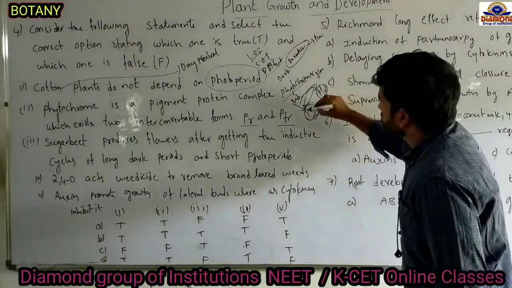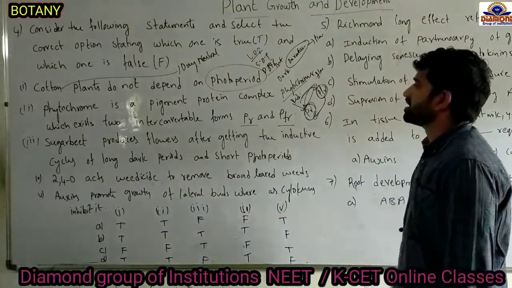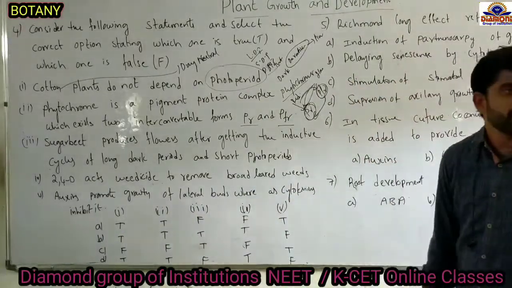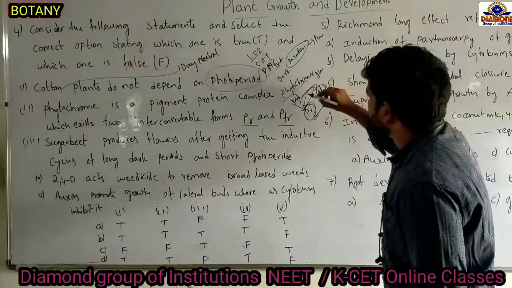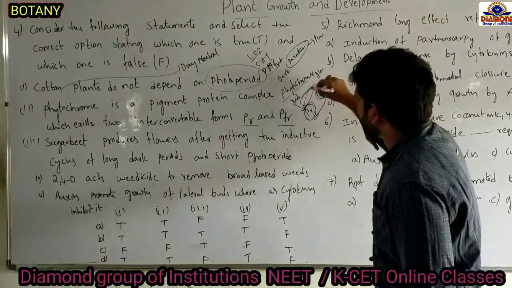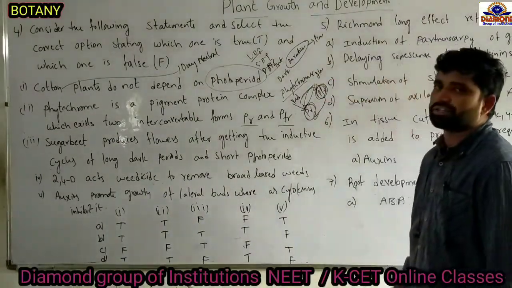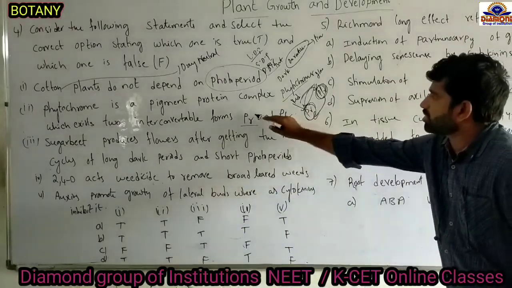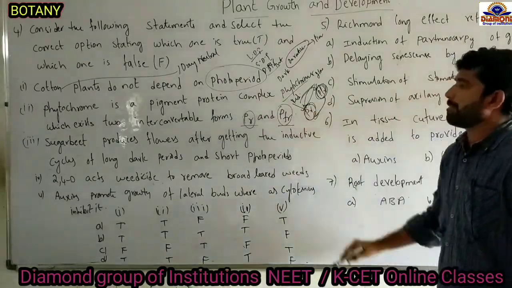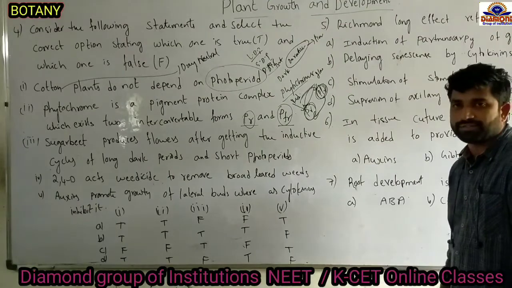So that's the reason PR and PFR are the specialized phytochromes. They are interconvertible. These are the interconvertible protein pigments used for the production of flowers. These are the two interconversion mechanisms seen in a leaf.